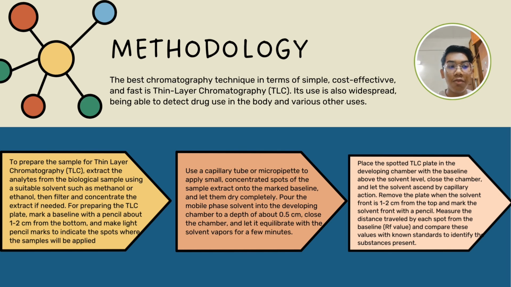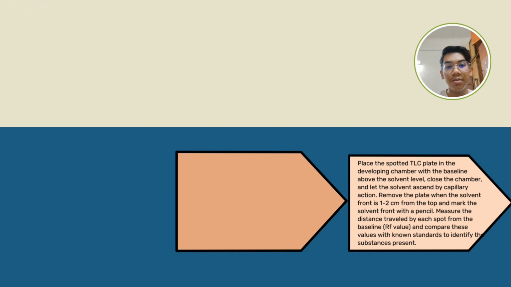Remove the plate when the solvent front is 1 to 2 cm from the top and mark the solvent front with a pencil. Measure the distance traveled by each spot from the baseline, calculate the RF value, and compare these values with unknown standards to identify the substance present.